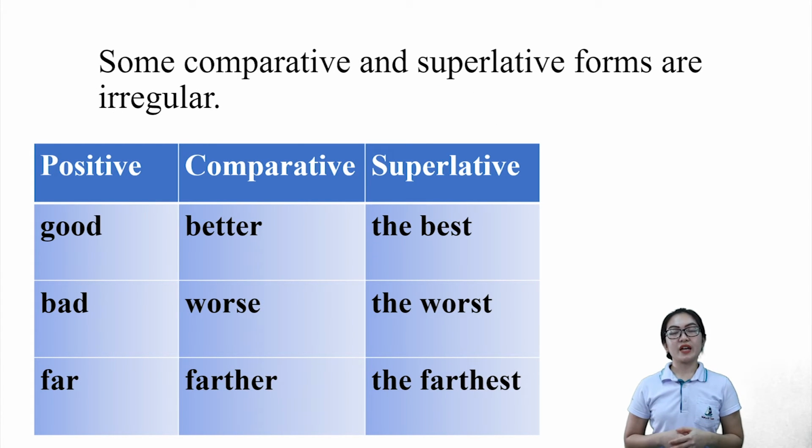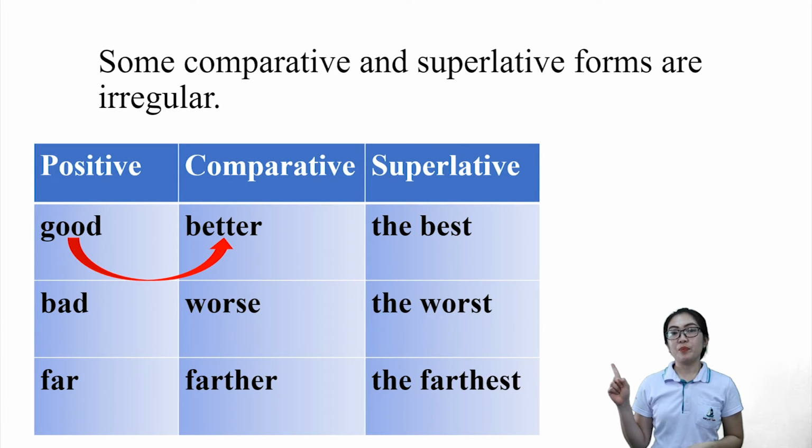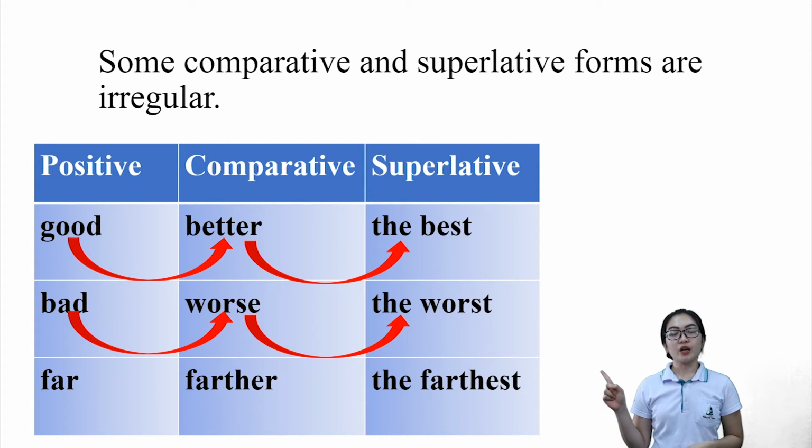Some comparative and superlative forms are irregular, which means they change their spelling. Some examples are good: in comparative, it becomes better, and in superlative, it is the best. Bad becomes worse in comparative, the worst in superlative, and far becomes farther in comparative and the farthest in superlative.